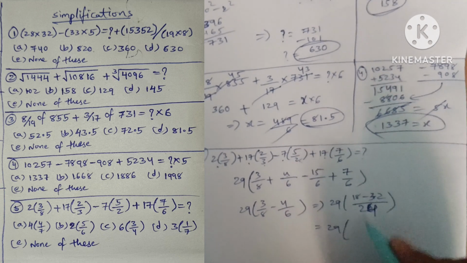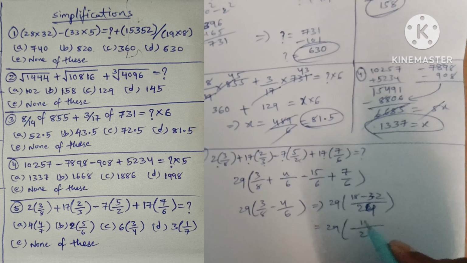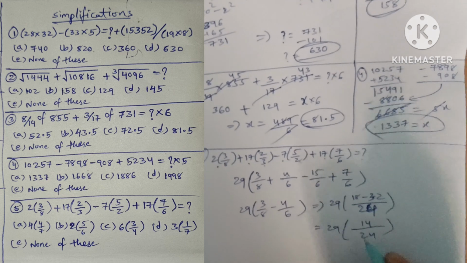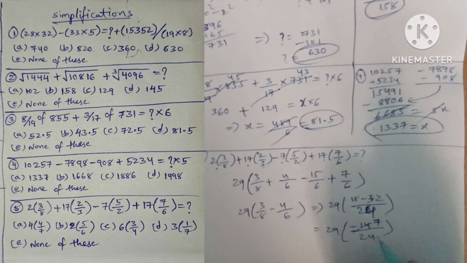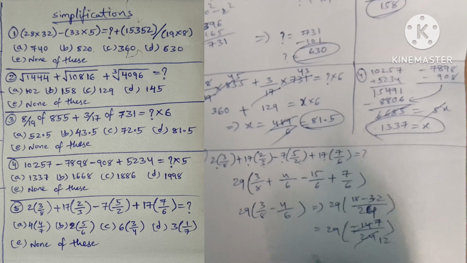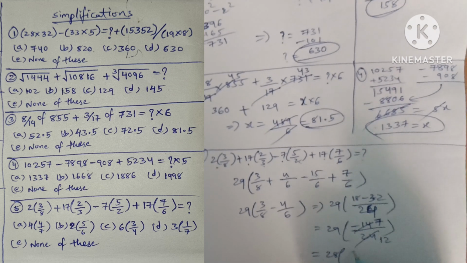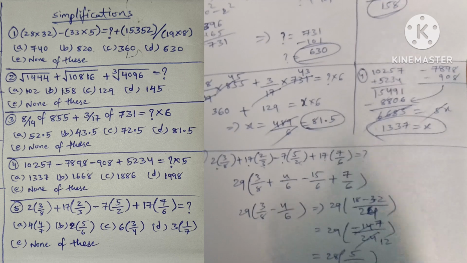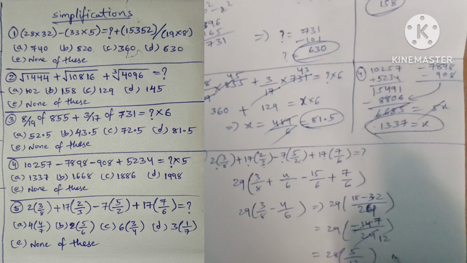29 and 14 minus 14, 7 times 12 times 28, 5 by 12. This is our answer. So the option is none of these.